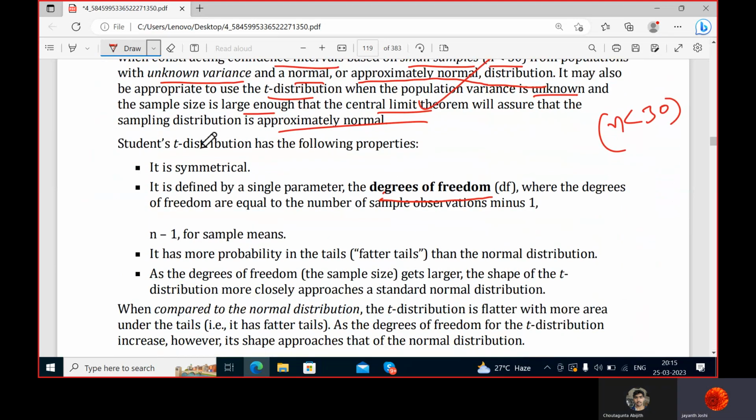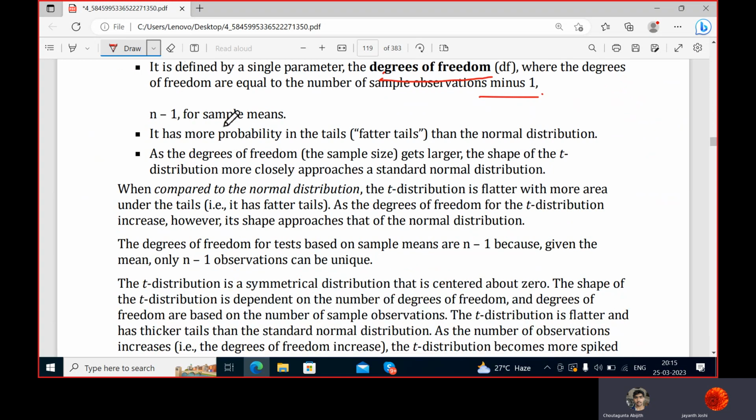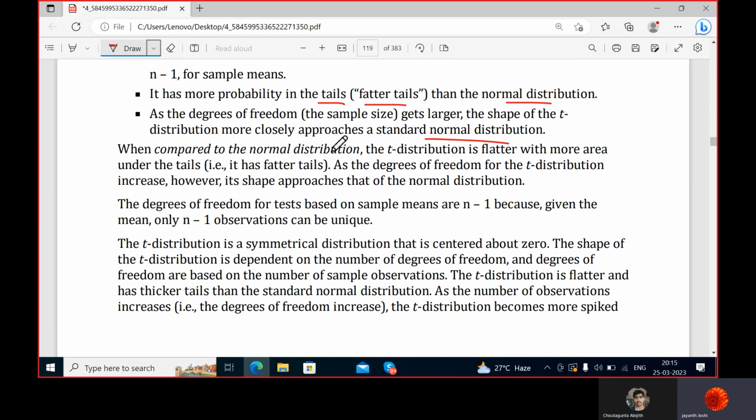So Student's t distribution has the following properties. It is symmetrical. It is defined by a single parameter, degrees of freedom, where degrees of freedom are equal to the number of sample observations minus 1. Why? I have already explained. It has more probability in the tails, that means fatter tails than the normal distribution. As the sample size goes higher, it closely approaches the normal distribution. When compared to the normal distribution, the t distribution is flatter with more area under the tails. That is, it has fatter tails.